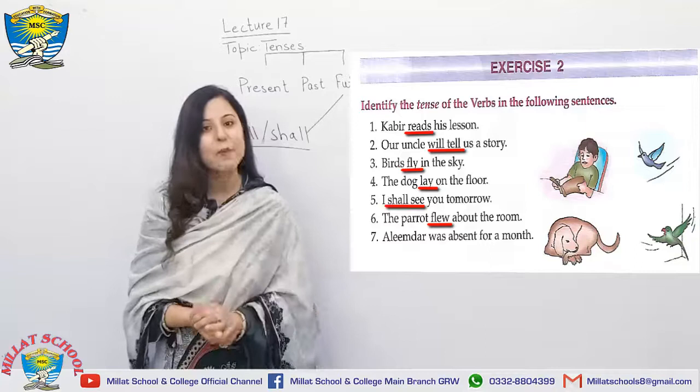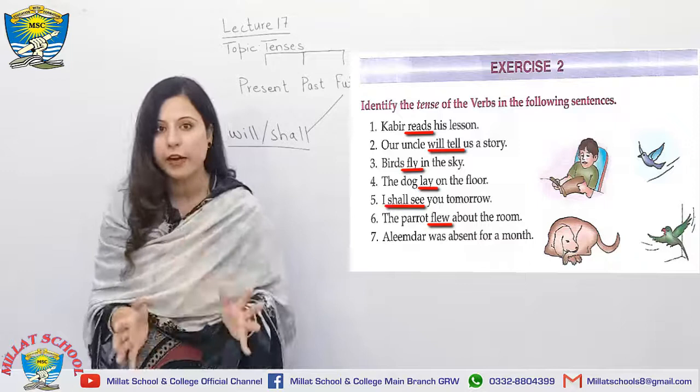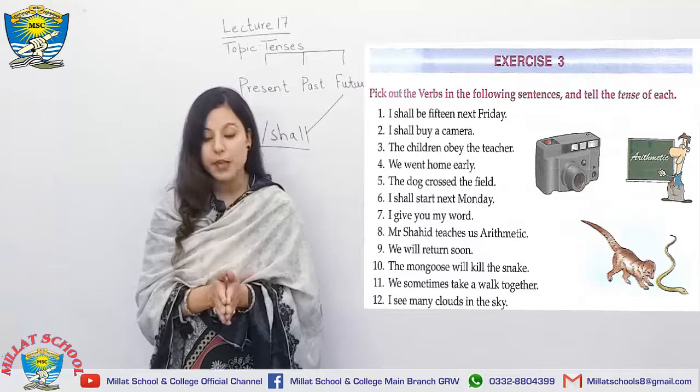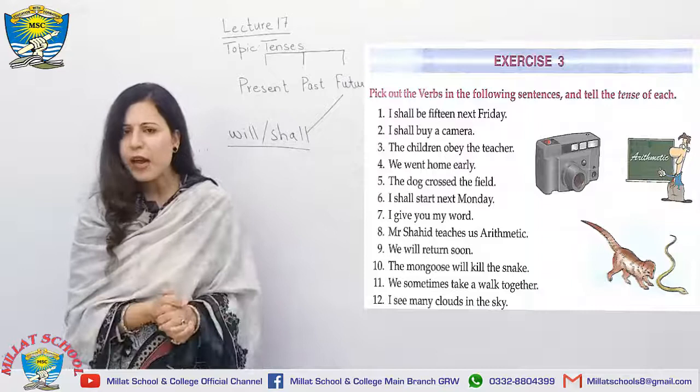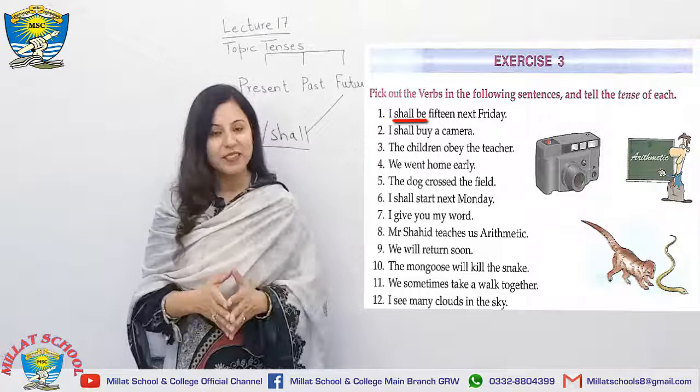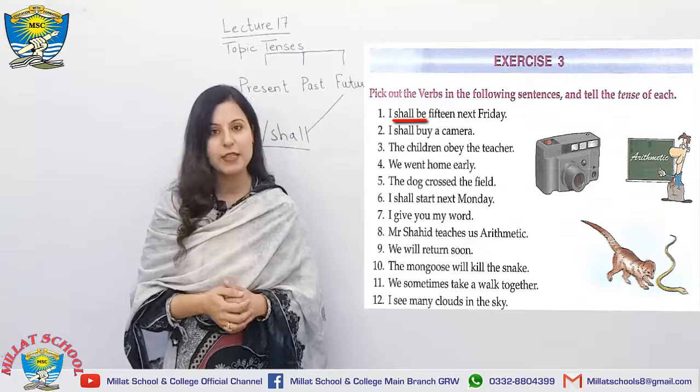Exactly. Now the rest of the sentences will be done by you yourself with great fun. But it is time to move on to page number 86. Exercise number 3 is a very interesting exercise. Again, you have to pick out the verbs in the following sentences and tell the tense of each. You just have to identify the tense. No need to tell about any verb and action. Just identify. I shall be 15 next Friday. Yes, we are talking about that timing that has not come yet. So this is your future tense.